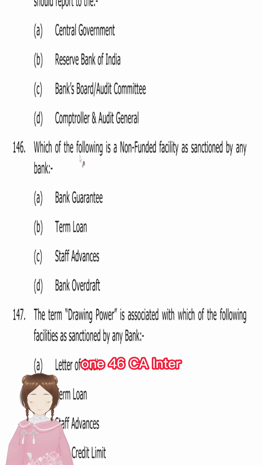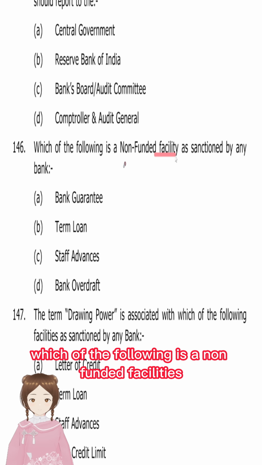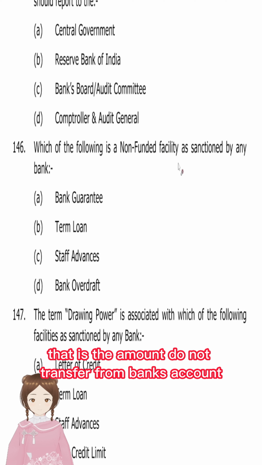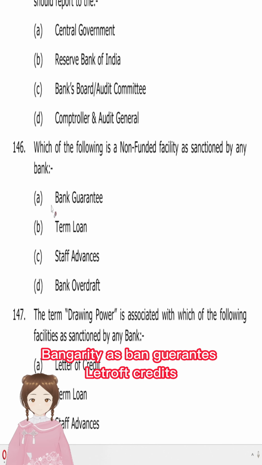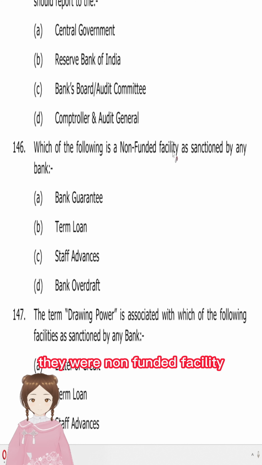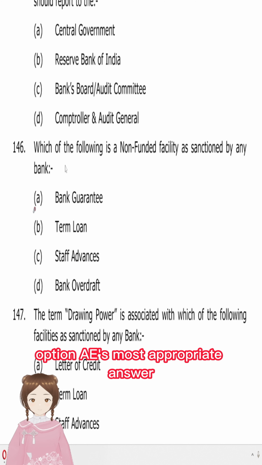Which of the following is a non-funded facility? That is, the amount is not transferred from the bank's account to the customer's account as sanctioned by the bank. Bank guarantees and letters of credit are non-funded facilities. Term loan, staff advances and bank overdraft are funded facilities. So option A is the most appropriate answer.